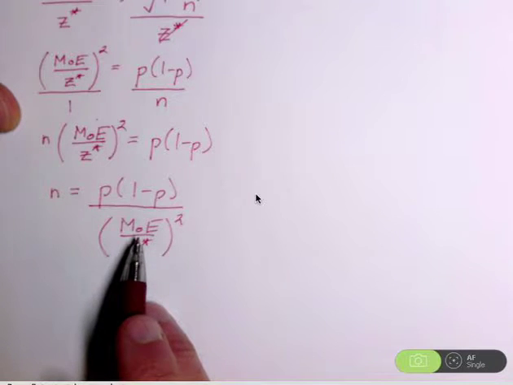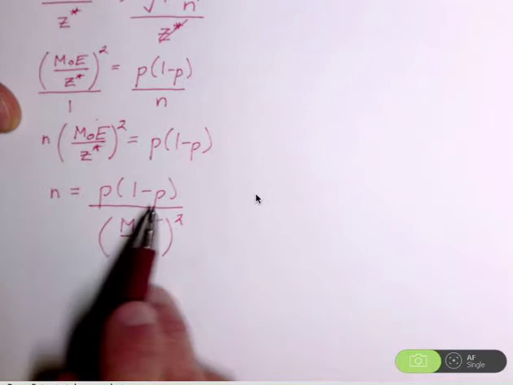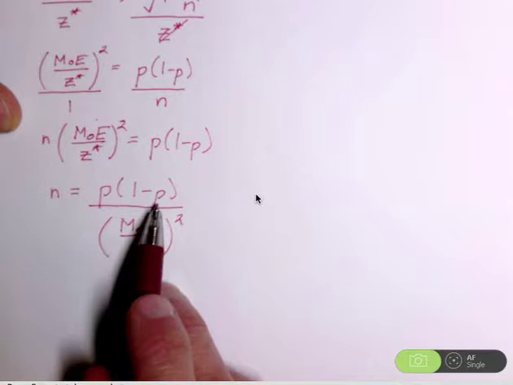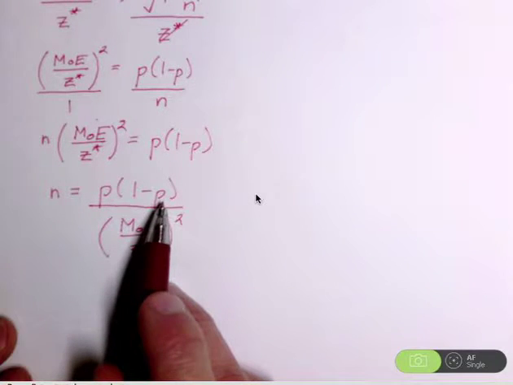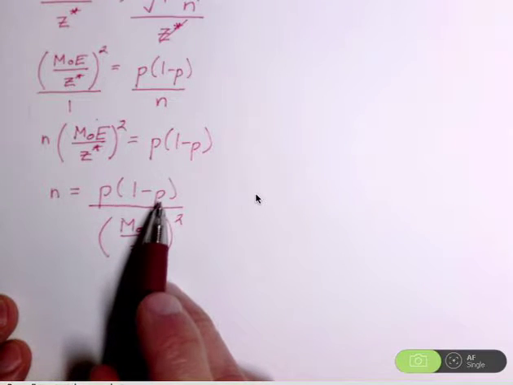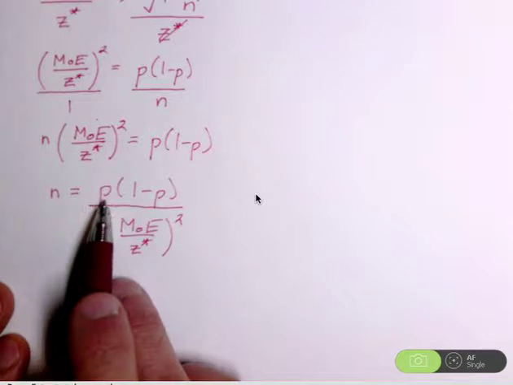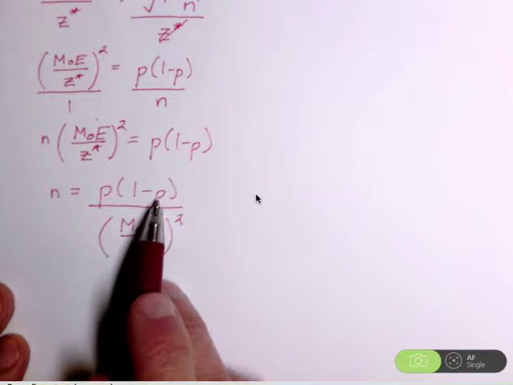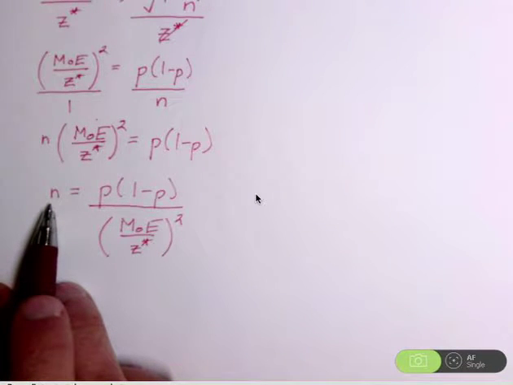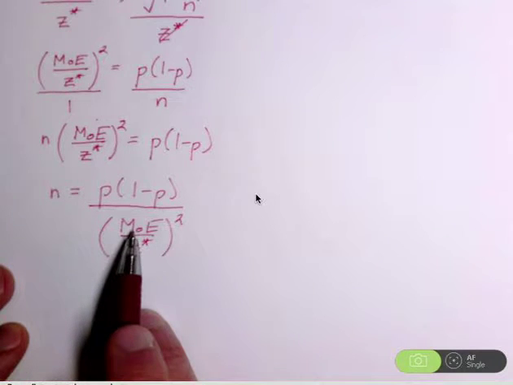Well, in order to do this, I want to use my best guess for what I believe my population proportion would be. If you don't have a guess for what your population proportion might be, your best strategy is to use 0.5. 0.5 will make the numerator as large as possible. And what that will do is force your sample size to be maybe even a little bit larger than it needs to be in order to guarantee the margin of error that you are interested in.